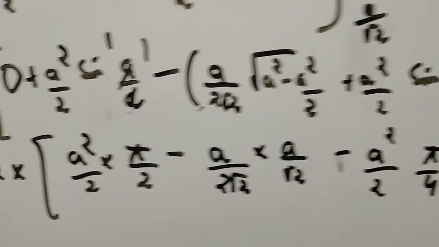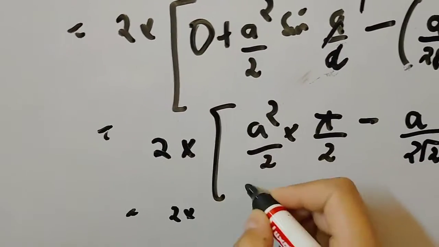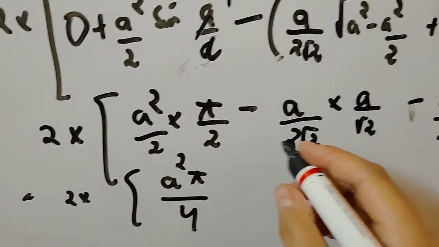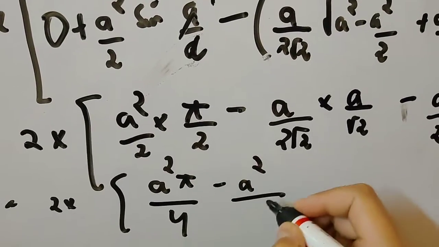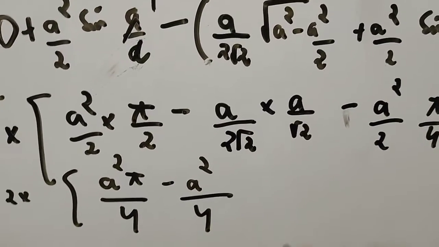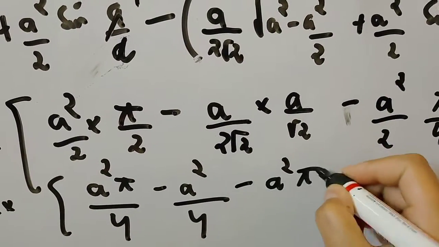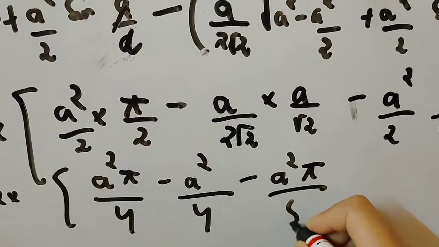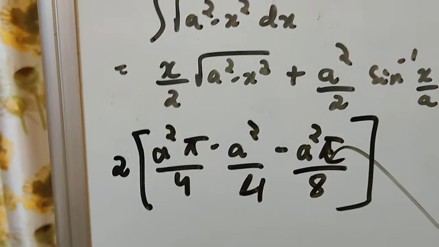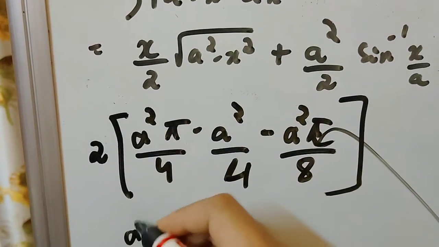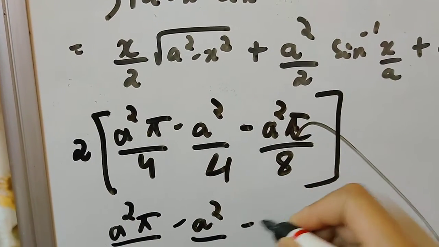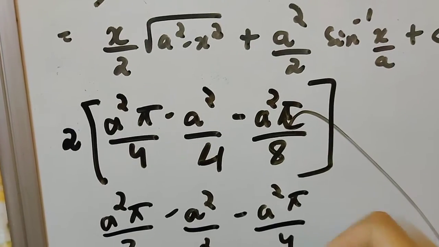Okay, now let's solve this. 2 into a square pi by 4 minus a square by 4. Root 2 into root 2 will give me 2, so 2 into 2 is 4, minus a square pi by 8. Now take this 2 inside, then this will get cancelled. So a square pi by 2 minus a square by 2 minus a square pi by 4.